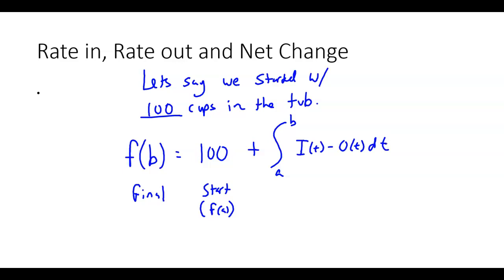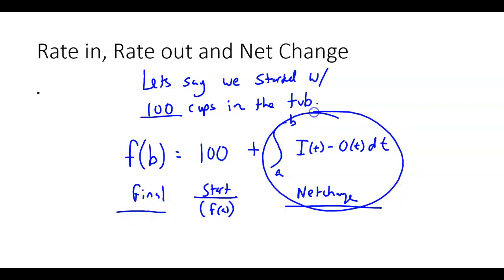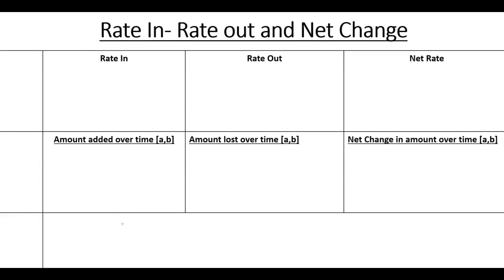Right? So if you take your starting amount and you add to it your net change, that'll tell you your final amount. So maybe this will tell me, okay, after that certain amount of time went by, we ended up adding 500 cups to the tub. So if I started with 100 and I added 500, then my final amount will be 600, right? And so that's the formula we're going to be working with a lot today. So I'm going to take us to the next slide where I've formally written all these things out for you.